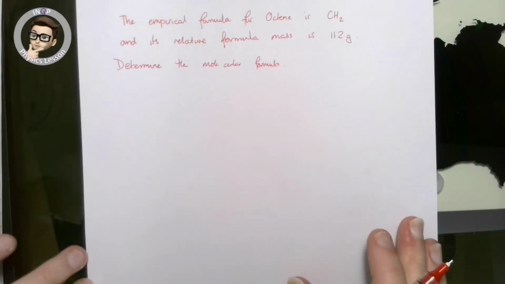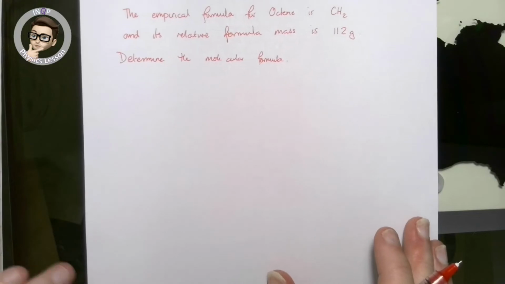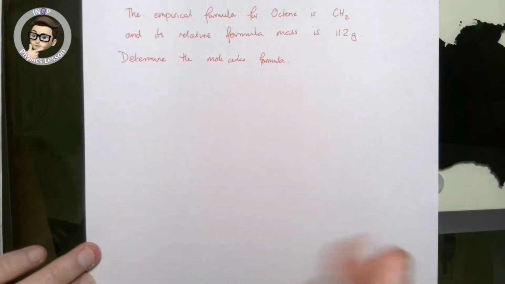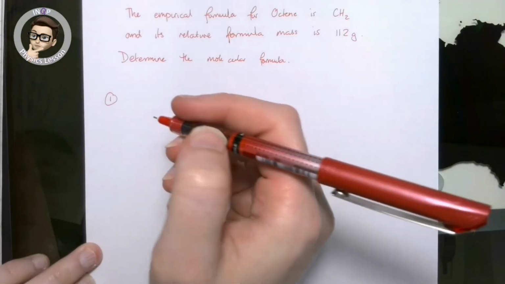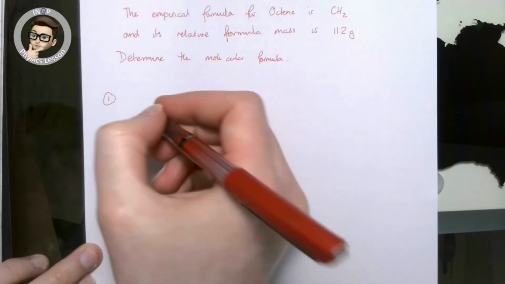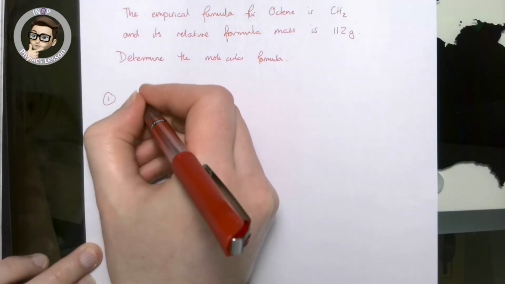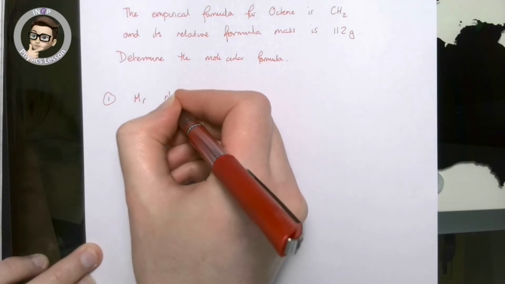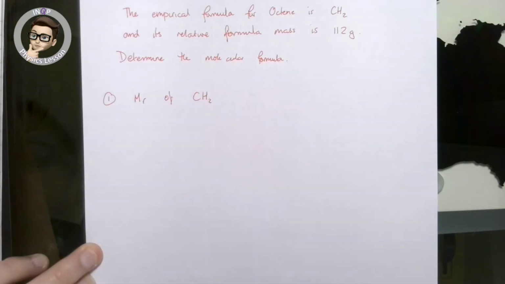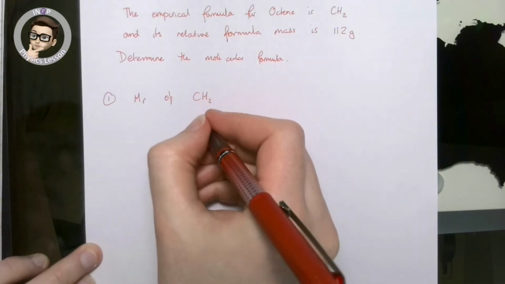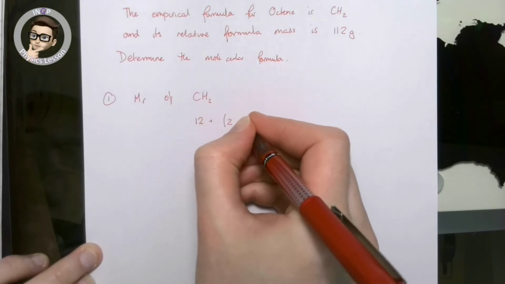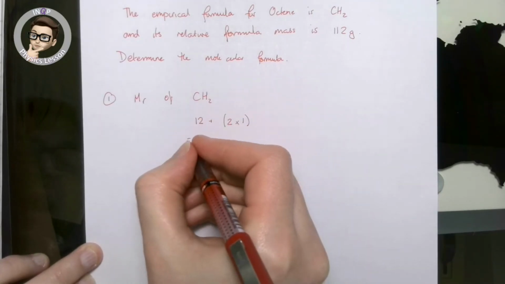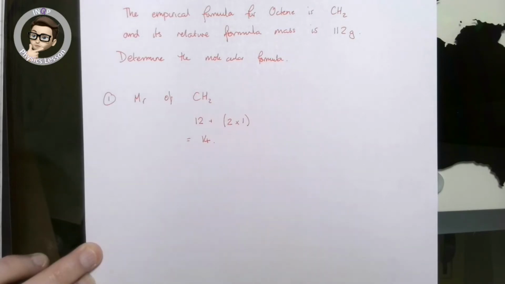Okay, so we need to work out the molecular formula from what we know. 3 steps again to this one. So step 1, we need to find the empirical formula mass. So we need to find the Mr of CH2. Using the periodic table, we'd know that C was 12 because we've done that multiple times today, and H is 2 times 1. So we'd have an Mr of 14.